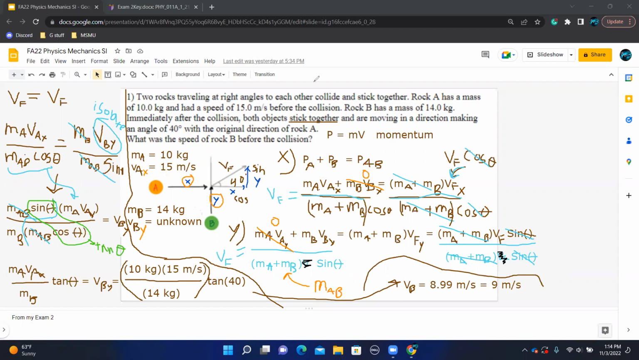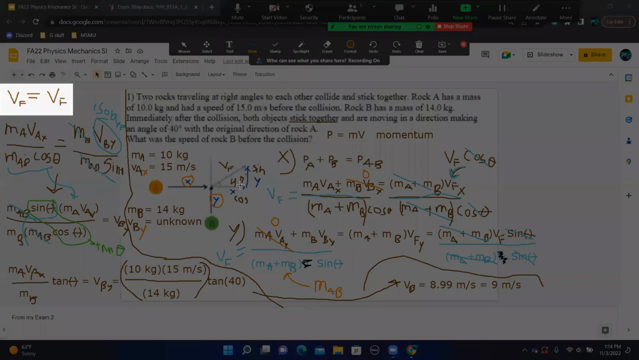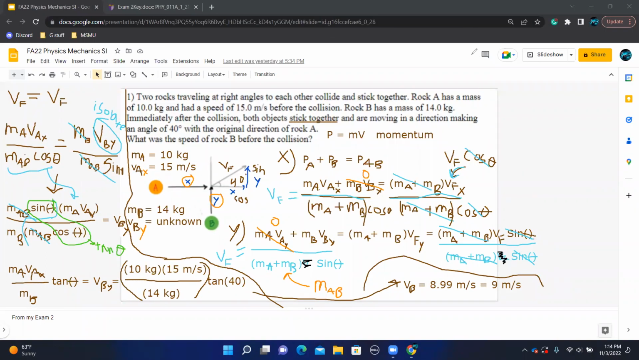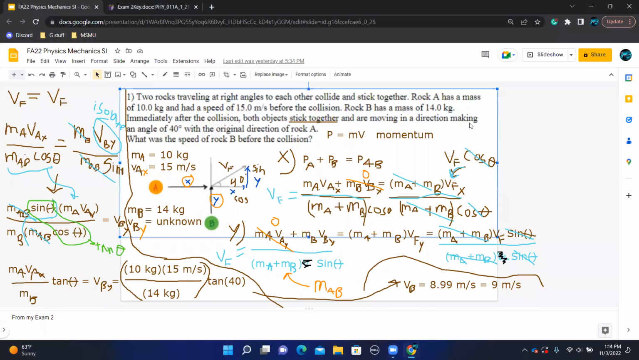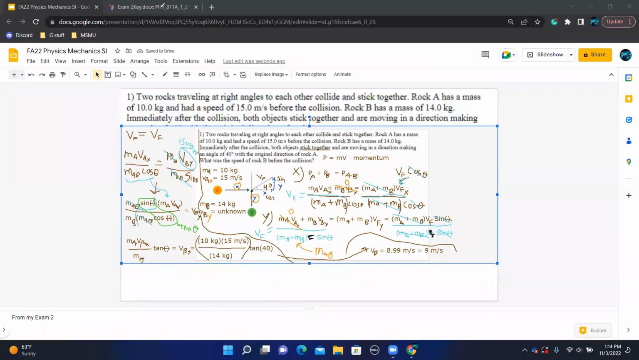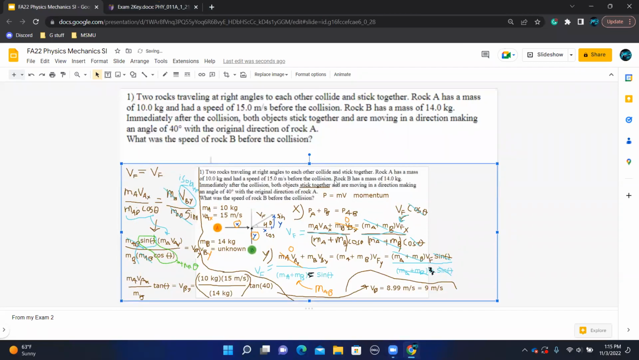Cool. Take a screenshot of this. Cool. So I guess that actually did end up going a little long, but oh well. So anyway, we got like 9 meters per second.